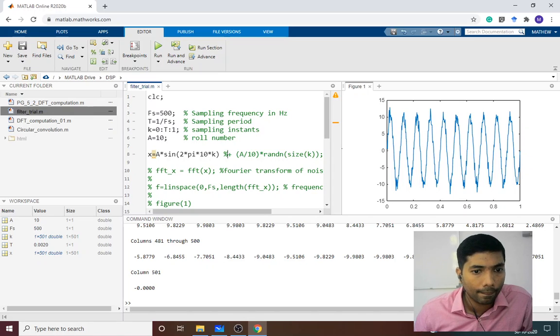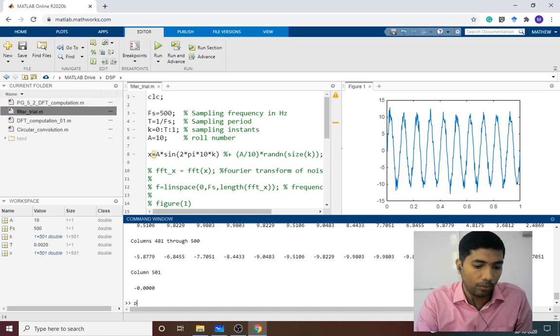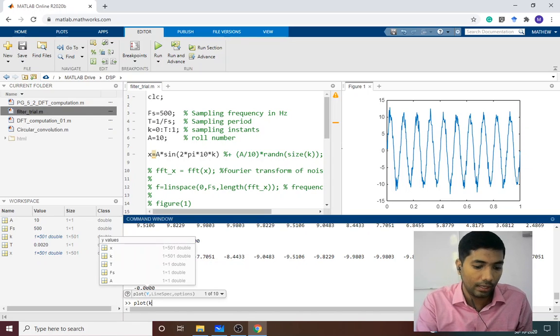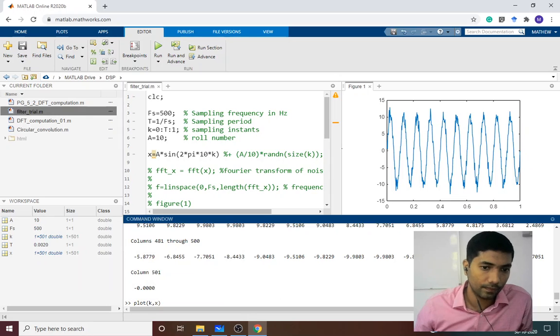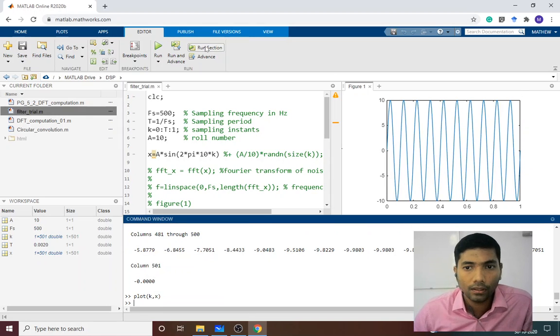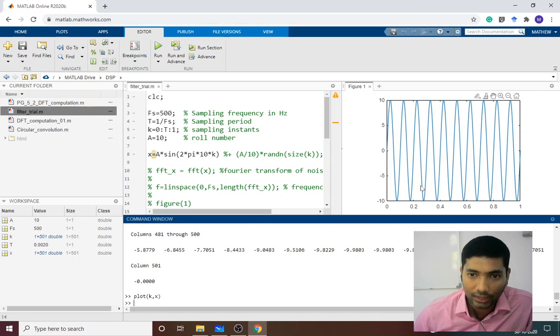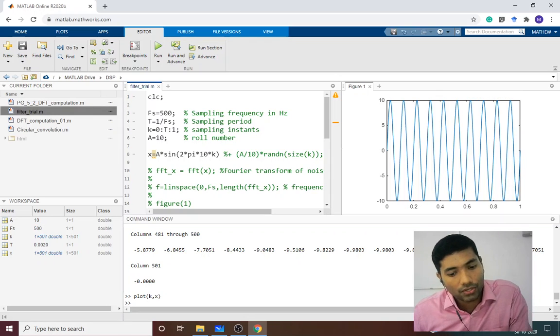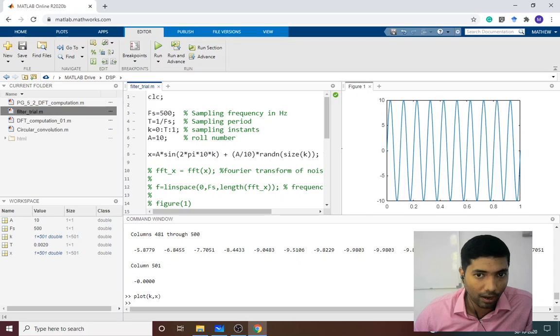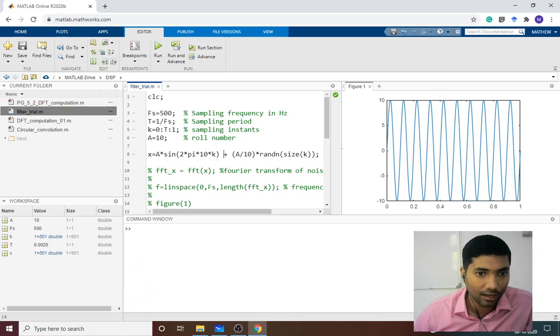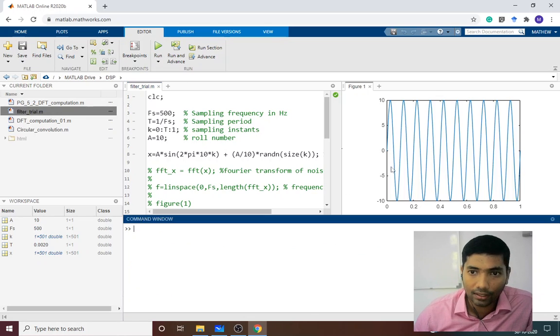And yeah, so I'll try to plot the signal now. Plot K comma X. So now you can see that this is a pure sine wave with amplitude 10 and the frequency is 10 hertz. That means 10 cycles per second. Because of the addition of this second part, it becomes a noisy signal, and that's why it is having a lot of disturbances in the signal.